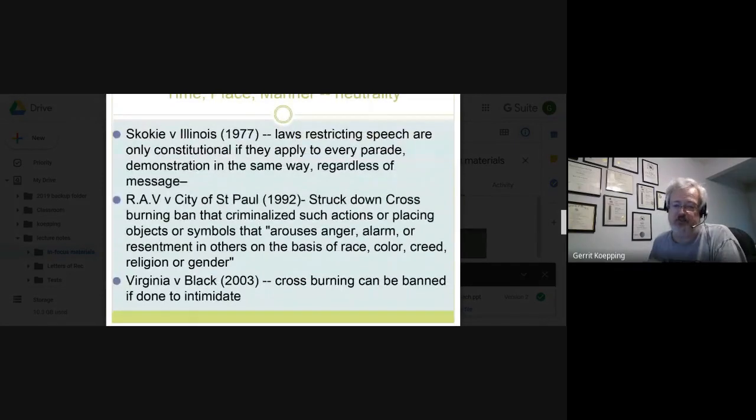Now, there is a subsequent decision called R.A.V. v. City of St. Paul. In that decision, it was basically an attempt to ban cross burning, which of course is a very offensive and alarming symbol of racial hatred. And in an attempt to ban it, what the city of St.